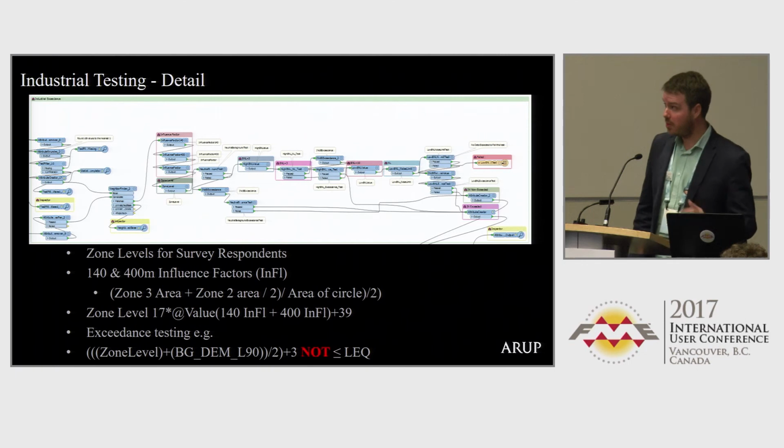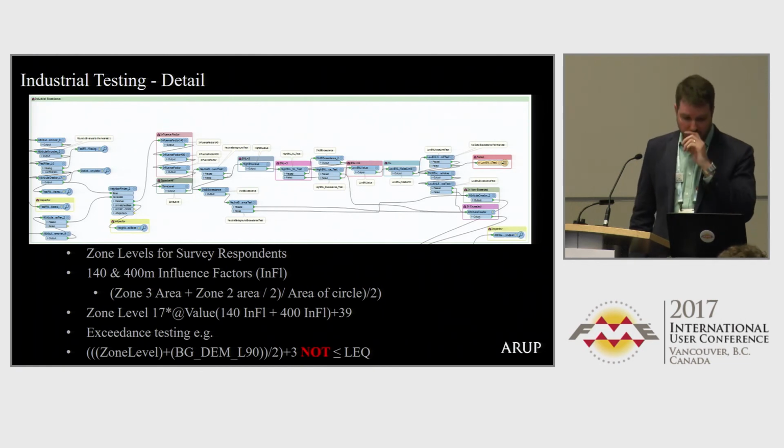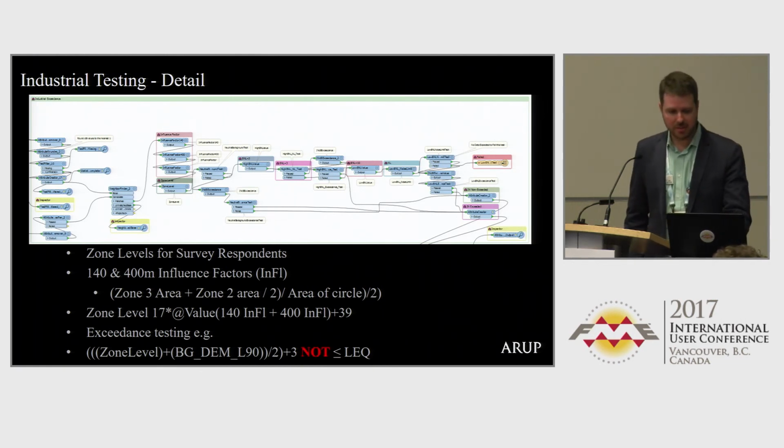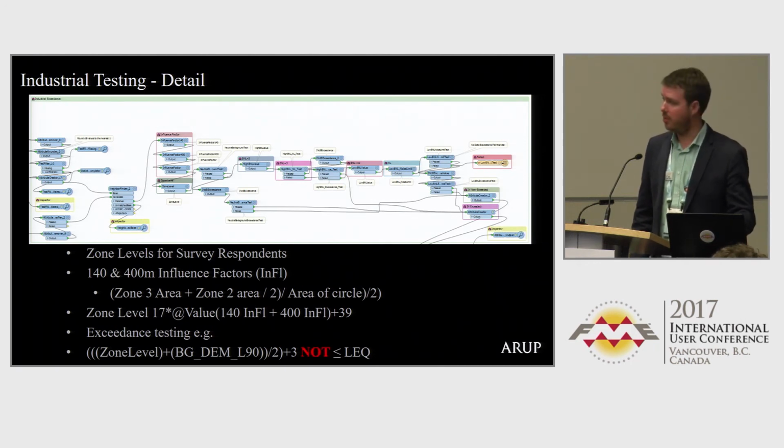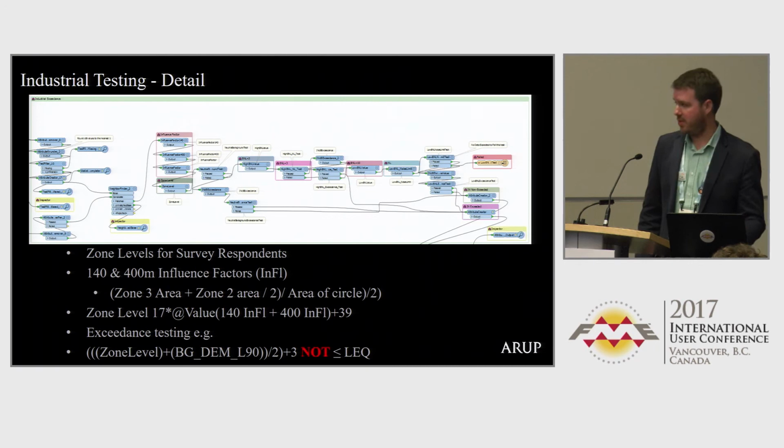So this is a bit more detailed version of the industrial testing. We had the zone levels for the survey respondents, and as I was saying before, it's 140 metres, not 120 metres. So we had influence factors. Zone 3 and zone 2, one's residential and one's light commercial. And then we had that divided by 2, the area of the circle divided by 2, which I don't think I've got annotated out. Okay, sorry. But within there, it was effectively the LEQ.